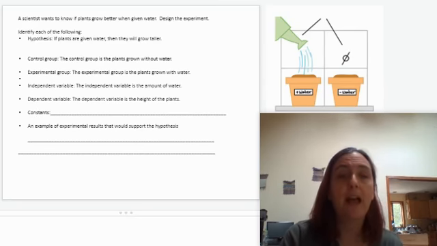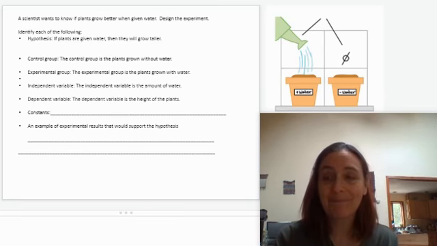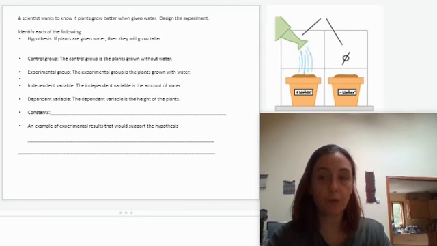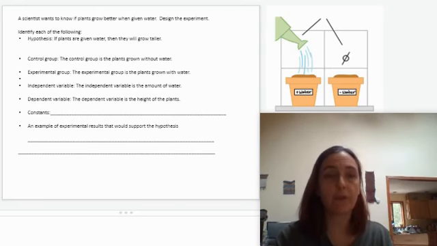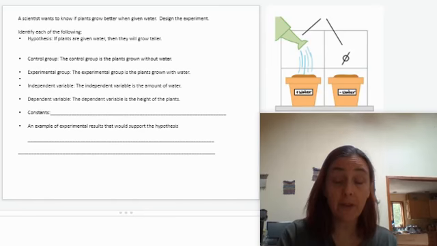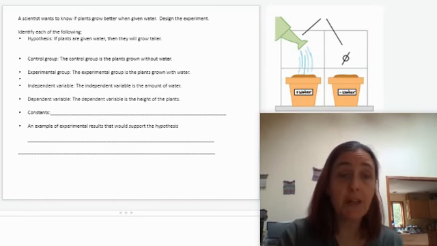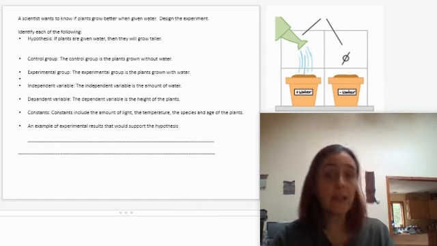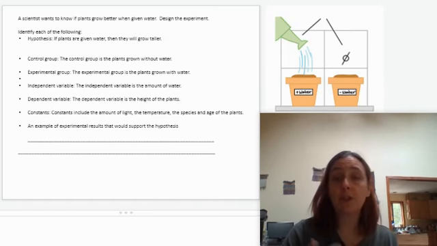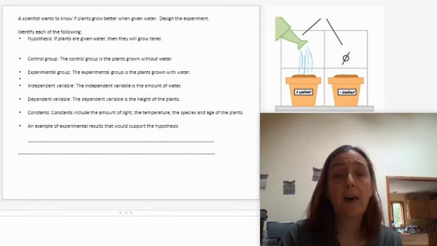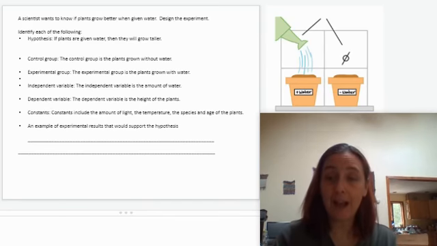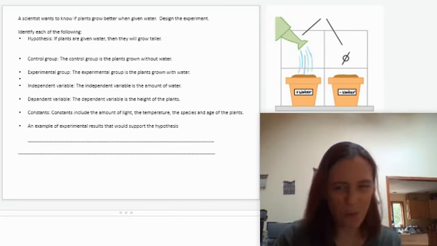All right. And what about constants? Now remember, in other states besides New York, these might be called controls, but we don't do that. The control group is the actual plants grown without water. The constants are the things that are kept the same between the two groups. Here, the constants are going to be the amount of light, the temperature, the species, the age of the plants.